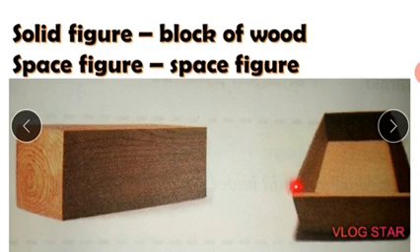They are both rectangular prisms, but you can see this one is a solid figure and this one is a space figure because there is a space on this part. So, space figure, solid figure. Anyway, space figure and solid figure are both three-dimensional objects or shapes.